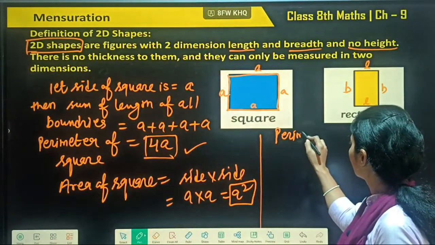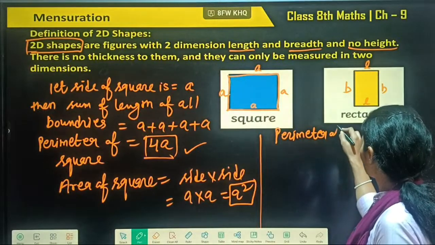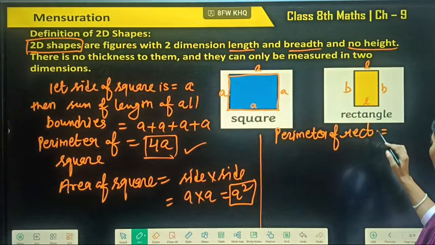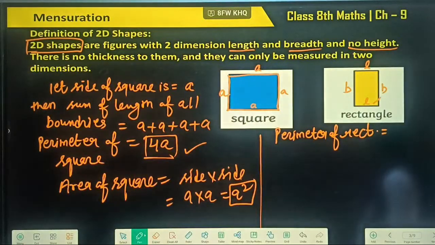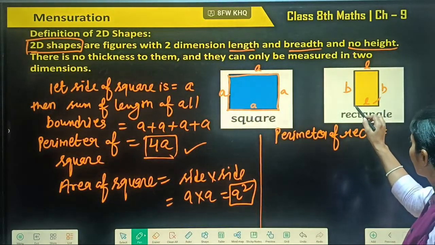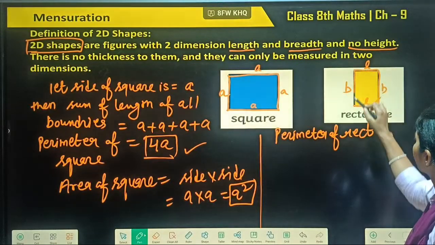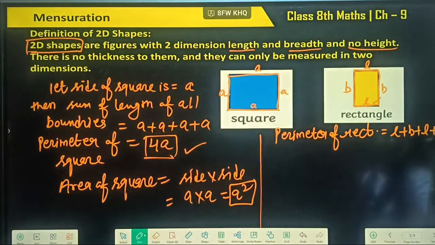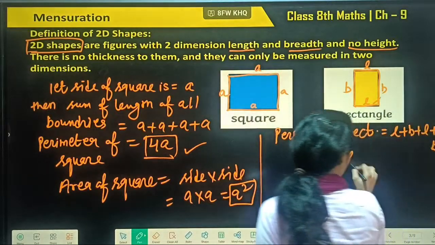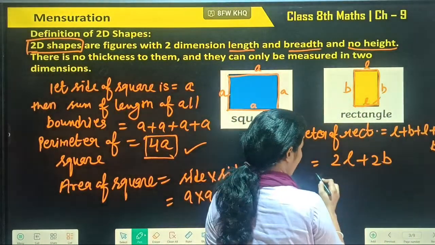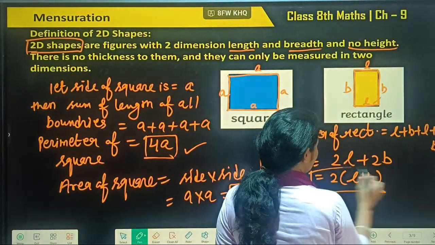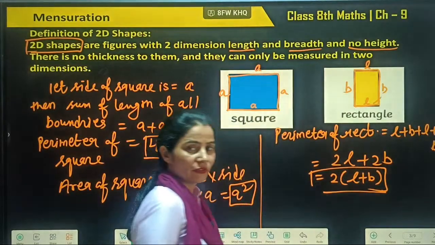Now the perimeter of a rectangle. What will be the perimeter of a rectangle? Add all the sides. If you have to find the perimeter of this rectangle, then move along its boundary. Then it will be L plus B plus L plus B. That is 2 times L and 2 times B. Now take 2 common, L plus B. This is the perimeter of a rectangle.